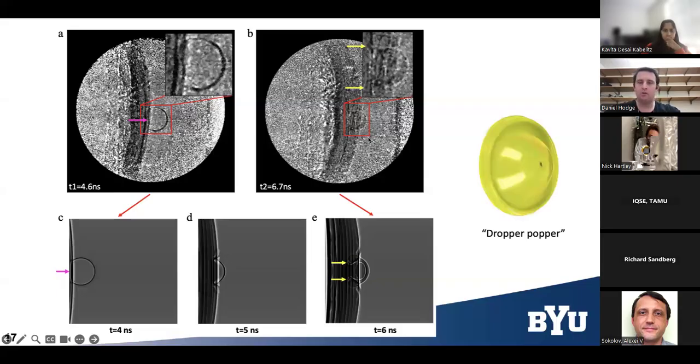And I thought it was a fun thing here, this interaction kind of looks like a dropper popper. I didn't know the name of this thing, but I think maybe some of us played with this as kids. It kind of looks like that, where the shockwave accelerates in the void faster than the shockwave outside the void.